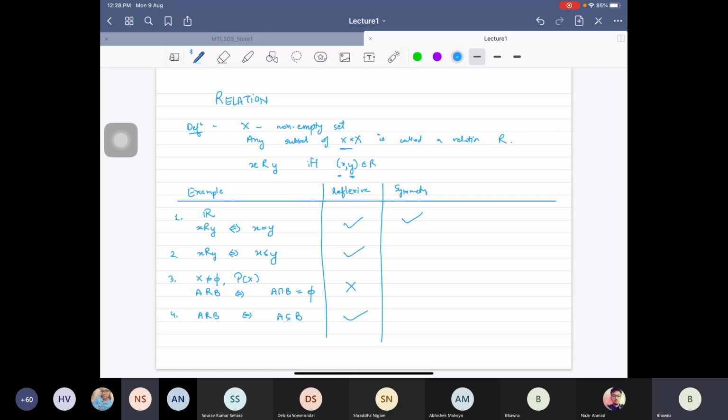No, 2 is not symmetric. Is 3 symmetric? Yes, 3 is symmetric. If A and B are disjoint, then B and A are also disjoint. Okay, and this one is also not symmetric.